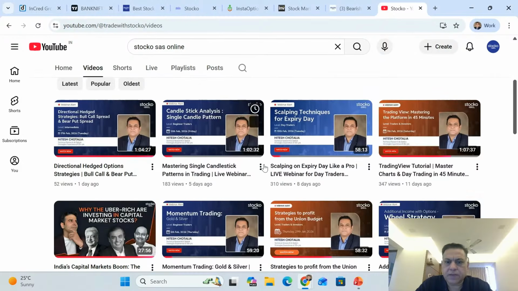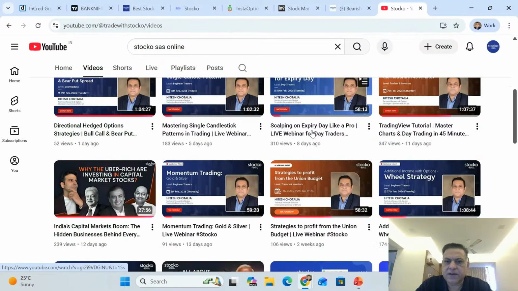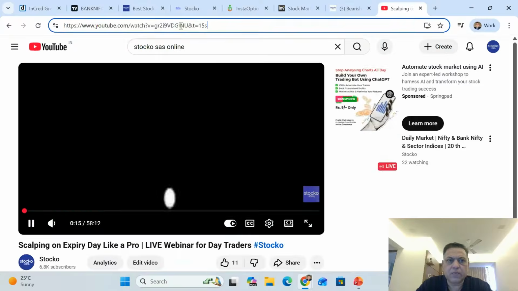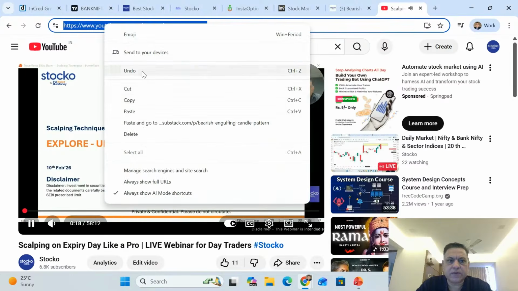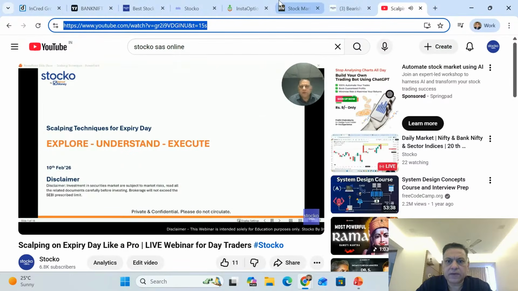In the video section, you have this scalping on expiry day. It was expiry day, but it is relevant for all time frame. If you want, change the settings on 5 minutes, right? And also there is momentum trading on gold and silver. So I would suggest this is a good way to get hold of those sudden spikes or reversals which do come in the markets.